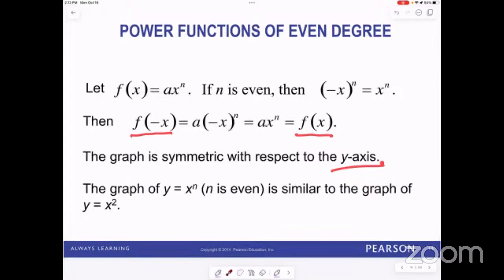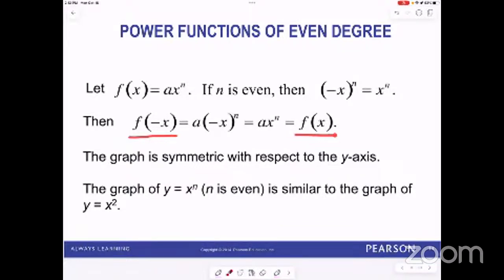So again, the definition of a function being even is when we replace x with negative x, we get back to the original. So replacing x with negative x and returning to the original is the definition of a function being even. Then it stands to reason, okay, odd.